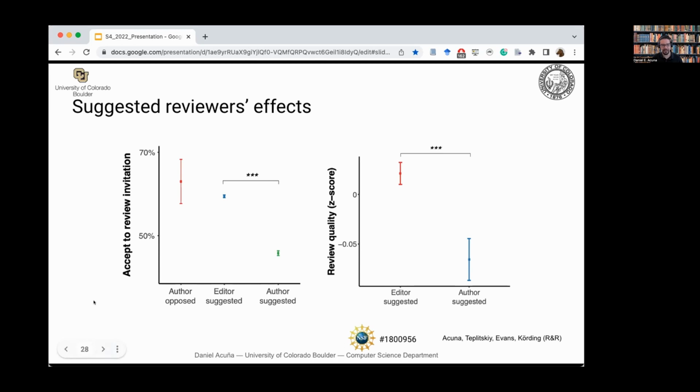Now you can think, okay, the editor will be judgmental enough, or will have criteria high enough to say, okay, there is a bias here, so these are author-suggested reviewers, so I'm going to incorporate that in my final decision, so I will correct for any of these issues.